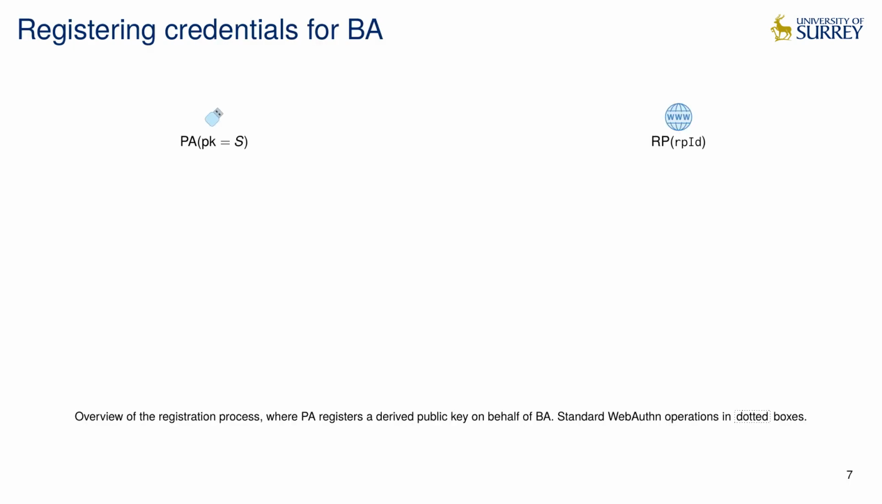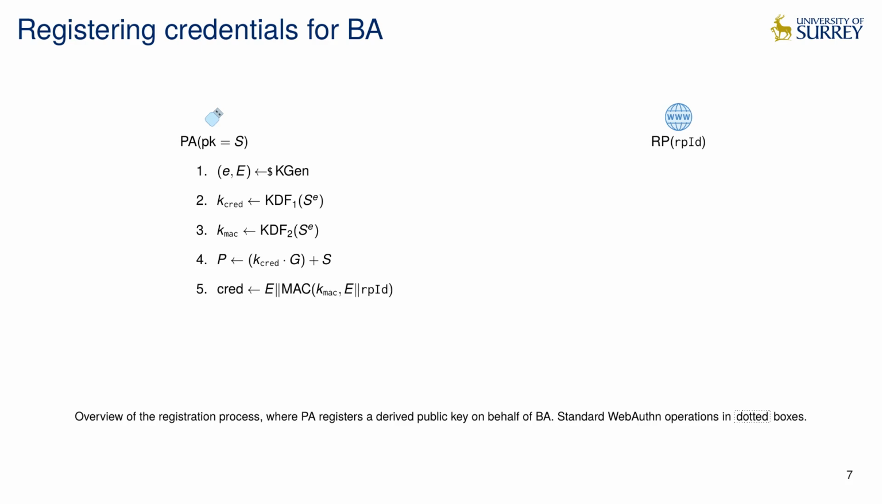When registering credentials for BA using Yubico's scheme, PA, initialized with a public key from BA, samples an ephemeral key pair. This is used to derive two keys, a credential key and a MAC key. The derived public key P for BA is computed as the credential key multiplied by G, the generator of the P256 curve, plus S, the static public key from BA.